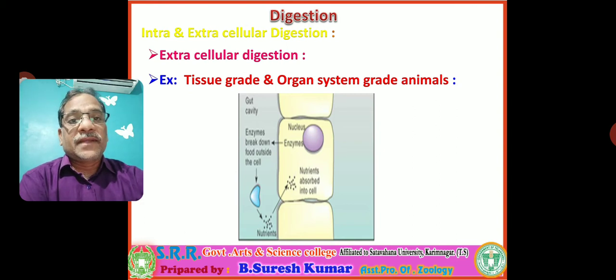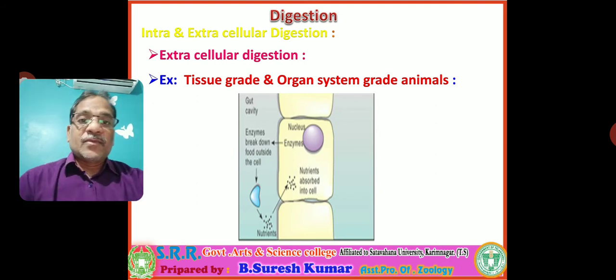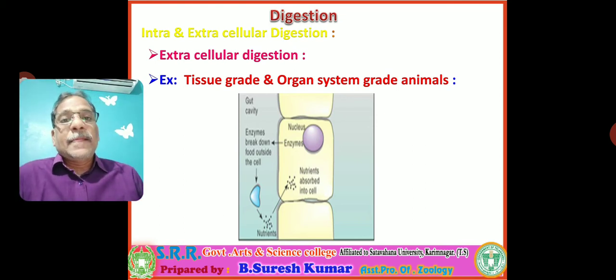The blue color particle represents the food particle. The yellow rectangular shaped body represents the cell. The secretory organelles are secreting some contents outside the cell. They are nothing but enzymes. These enzymes react with the food particle and digest it outside the cell. In that way, the entire food particle is completely digested outside the cell. That is the extracellular digestion phenomenon.